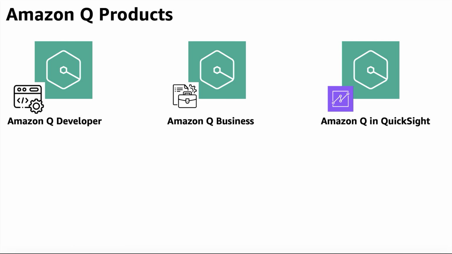Third, Amazon Q in Amazon QuickSight. Amazon Q brings advanced generative AI technology to Amazon QuickSight, the AWS Unified Business Intelligence BI service built for the cloud. With Amazon Q in QuickSight, your business analysts get a generative BI assistant they can use to build BI dashboards, visualizations, and complex calculations in minutes, all while using natural language.